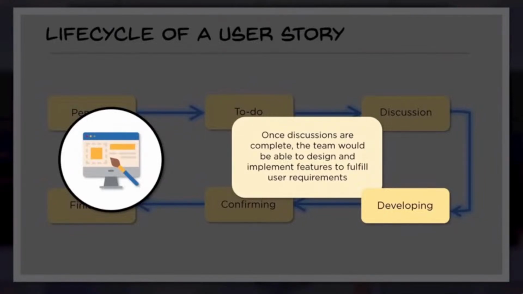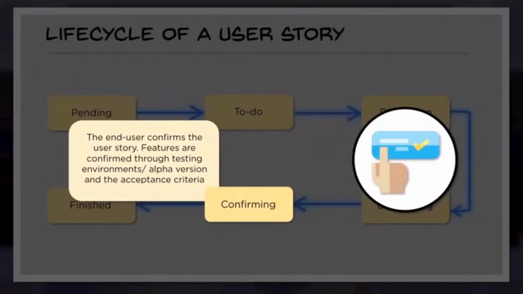So then after developing, confirming. So the end user confirms the user story, features are confirmed in testing environments, alpha versions, and acceptance criteria are looked at before saying yes, it is confirmed, user is accepting. So that will happen as part of confirming, means that features or functionality what was written in user story, so that specific users are using it and acknowledging, yes, this is fulfilling our requirement and this is according to the acceptance criteria what we discussed and agreed.